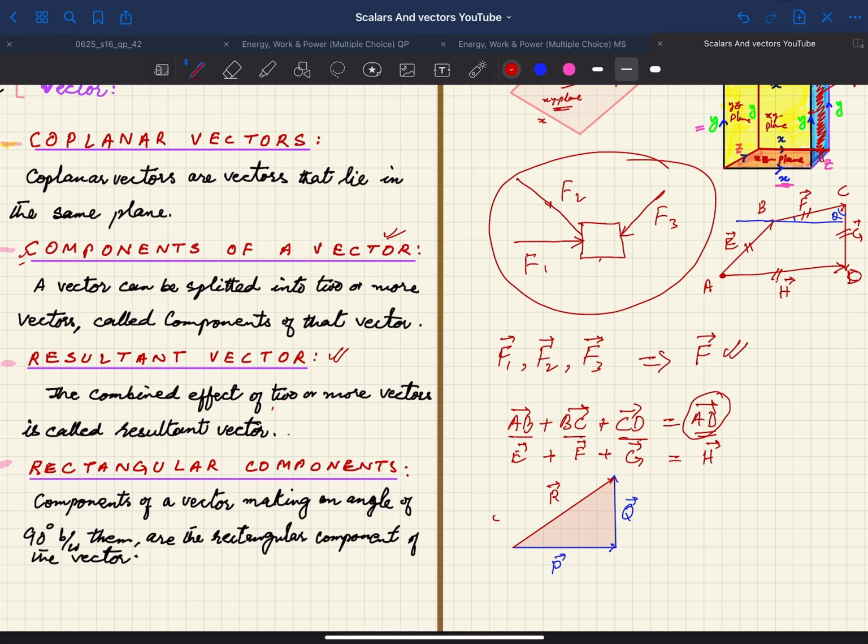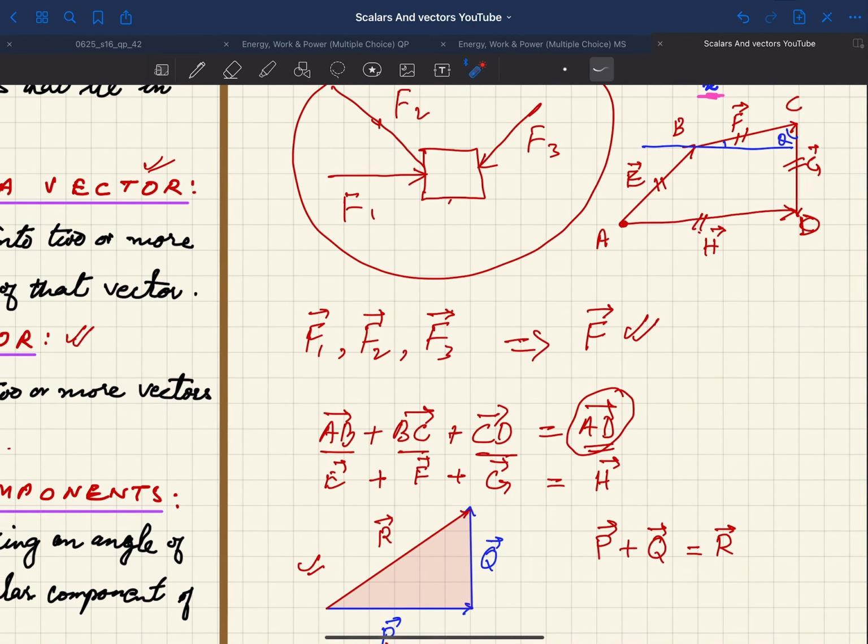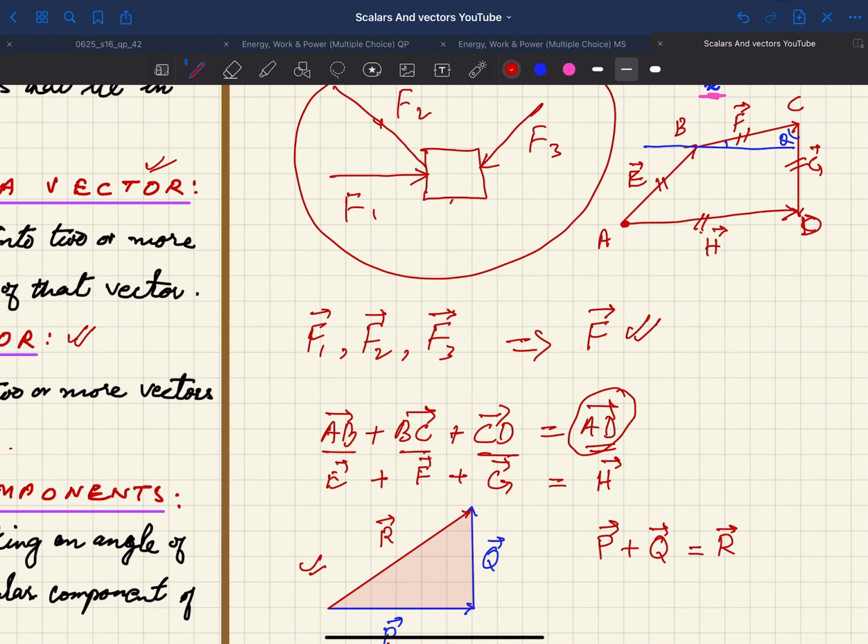But in this diagram you have P and Q. Vectors P and Q give you the resultant vector R. So what is the difference between these two diagrams? Here you have diagram 1, and this is the situation of diagram 2. What is the difference between these components?